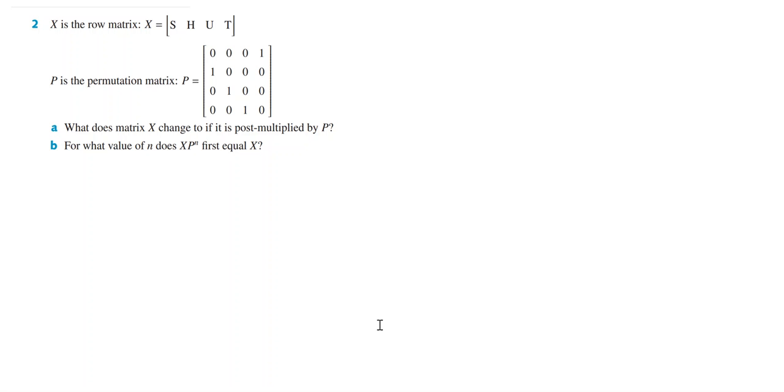So to do this question from Further Maths, you're given a row matrix, which is a bunch of letters, and a permutation matrix. Remember, a permutation matrix, when you multiply like this together, switches the order of your original matrix. So the shut will turn into something else. What does x change to if it's post-multiplied by P? Post-multiplied means you multiply it afterwards, so at the end.